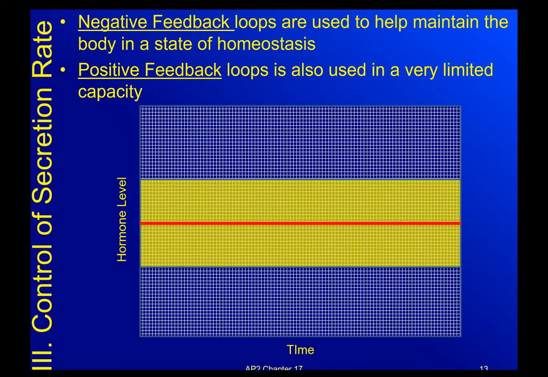So if you look at my little graph here that I've drawn, this red line is going to be homeostasis. This is perfection. Okay, this is unicorns and dragons and the rainbows, okay? But if you look at the yellow rectangle, that is what we call the homeostatic window.